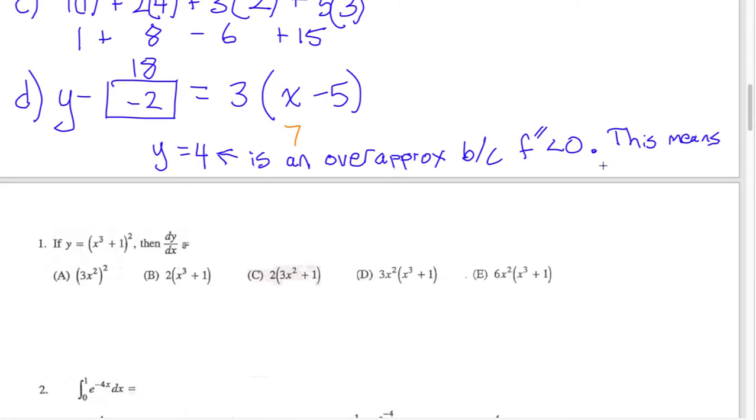This means that the height at 4, so it's f of 4, is less than or equal to, or sorry, f of 7, I don't know what I'm saying. F of 7, the thing that we're plugging in, is less than or equal to 4, which is what we were trying to prove. That's the first half of part D. The second half is using a secant line.